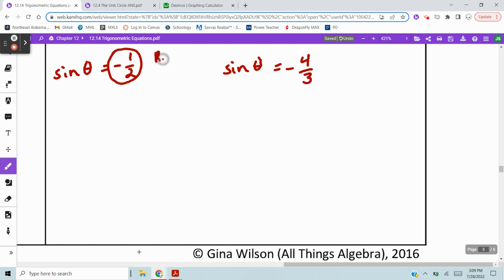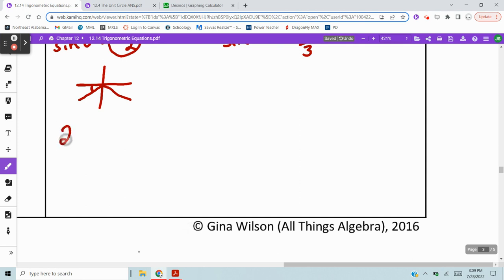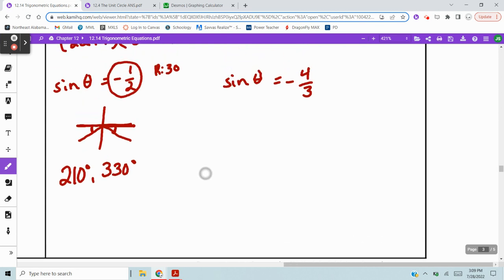My reference angle here is going to be a 30-degree angle. That's supposed to be a colon. My reference angle is a 30. Sine is negative in the third and fourth quadrants. Reference angle is 30. This is 180. 30 more than 180 is 210 degrees. 330, 30 degrees less, or excuse me, 360, 30 degrees less than 360 is 330. There's your first two answers.